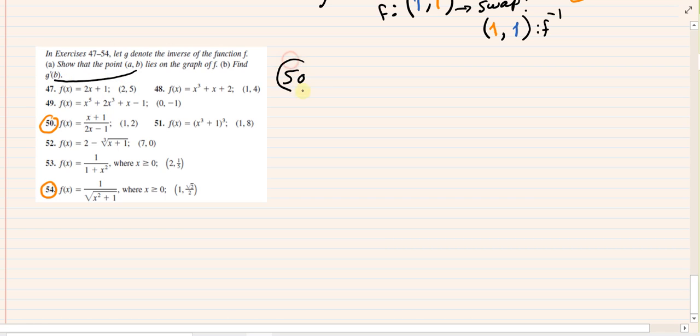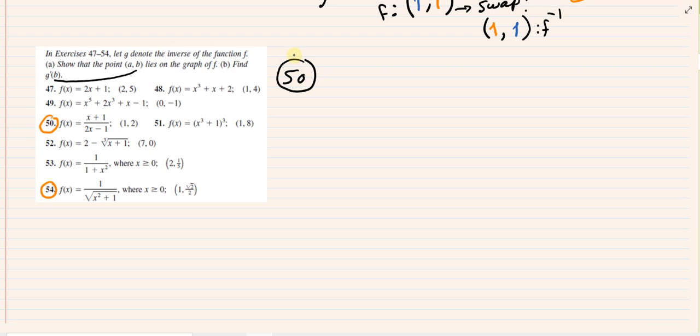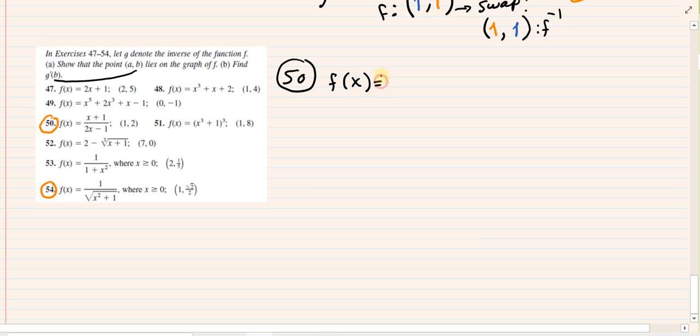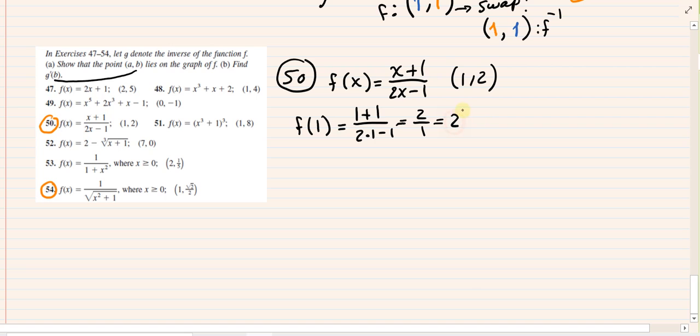Okay, so first, to show that a point is on the graph, we need to show that when x is whatever is given, you plug it in, you get the y that's given. So here, let's take a look at f of x. f of x is given by (x + 1) divided by (2x - 1). The point is (1, 2). So if I do f at 1, I should get 2. Plug in a 1: (1 + 1) divided by (2 times 1 - 1). That's 2 over 1, or 2. And there you go. So that means this is part A. So the point is actually a valid point. It's on the graph of the function.